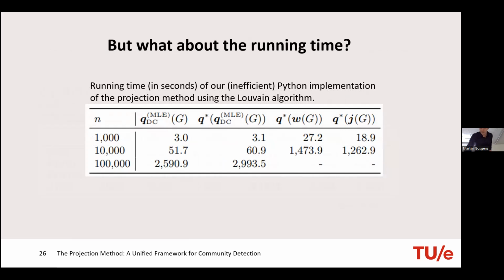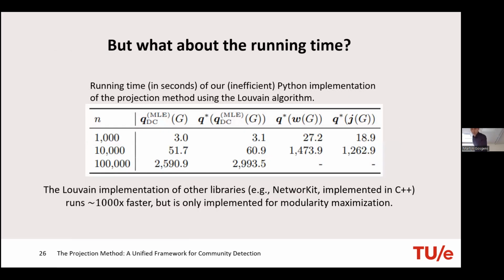So these are the running times of my very suboptimal Python implementation of Louvain. But if we would use a different implementation, from some library that does the actual hard work in C++, then these typically run more than 1,000 times faster. But these have only been implemented for modularity maximization, so we cannot really use that.